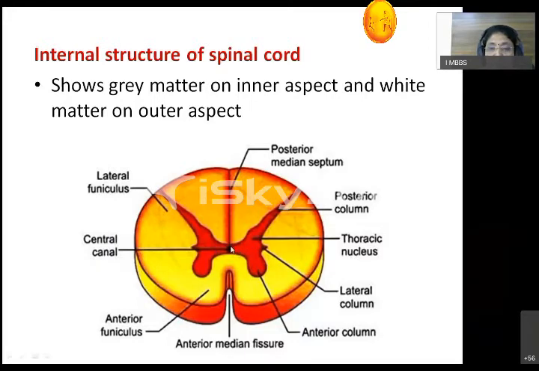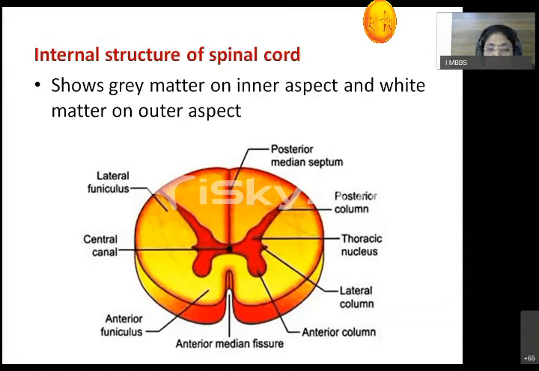In the center of the transverse gray commissure, there is the central canal, and in this central canal there is cerebrospinal fluid. This central canal is present throughout the spinal cord. Above, it terminates in the fourth ventricle, which is present between the upper part of the medulla and lower part of the pons in front and the cerebellum behind. Whereas below, it terminates in a terminal ventricle, which is present in the conus medullaris.